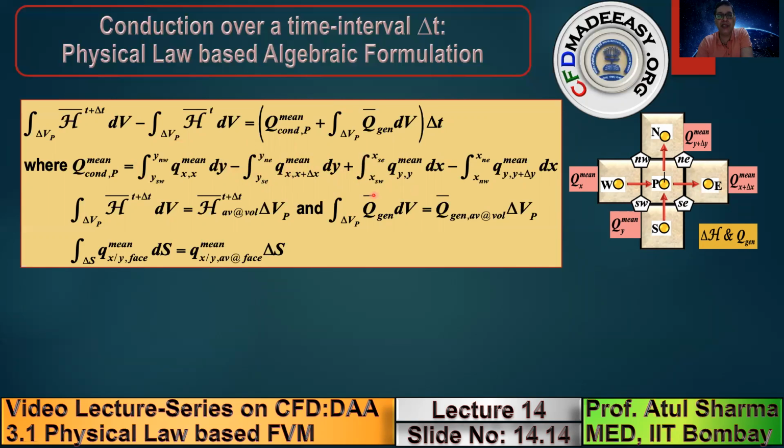This is the rate at which it is entering from the bottom surface. This is the rate at which it is leaving from the right surface. This is the total heat which is gained by conduction. So this is the total heat gained by conduction.